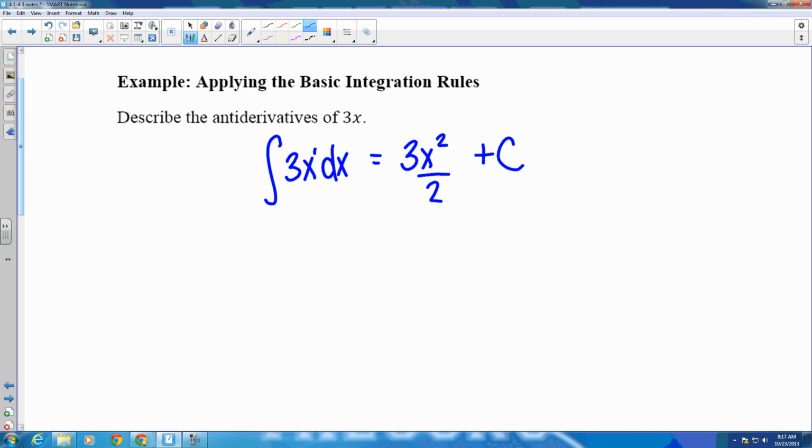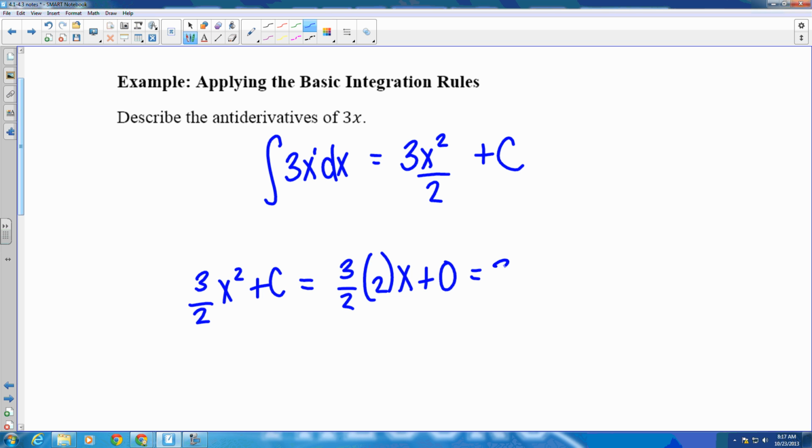And now to figure out if we're right or not, we can always just take the derivative to check. So the derivative of 3/2 x squared plus c: we bring down the 2, so it's 3/2 times 2x, and then c goes away, which is 3x, so it checks out.